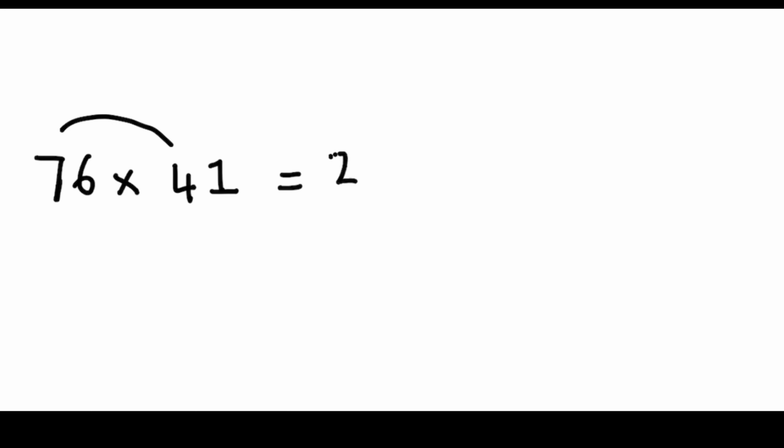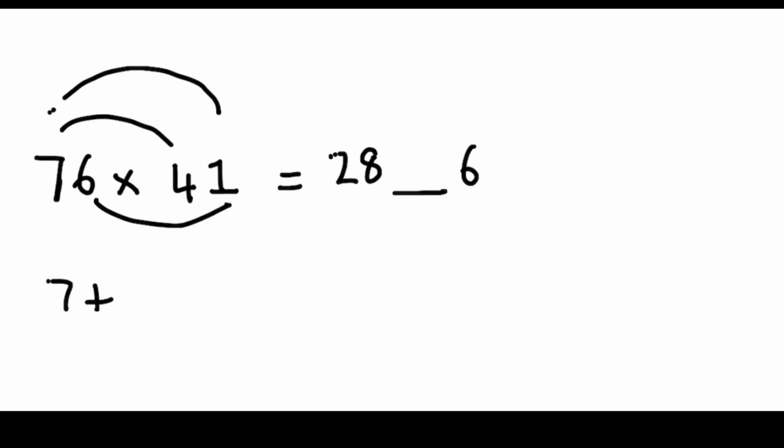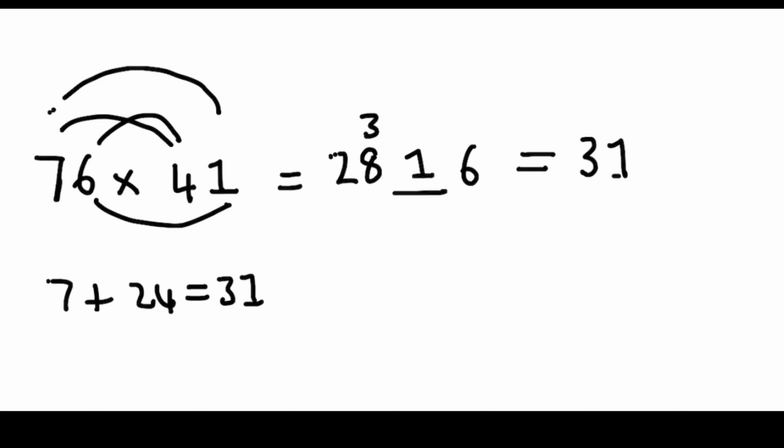Now let's do one more together. 7 times 4 is 28 and 6 times 1 is 6. Now let's work out the middle. 7 times 1 is 7 and 6 times 4 is 24. We add them together, we get 31. We leave the 1 in the gap and we carry the 3 over to the hundreds column. 28 plus 3 is equal to 31. So the answer is 3,116. So well done.